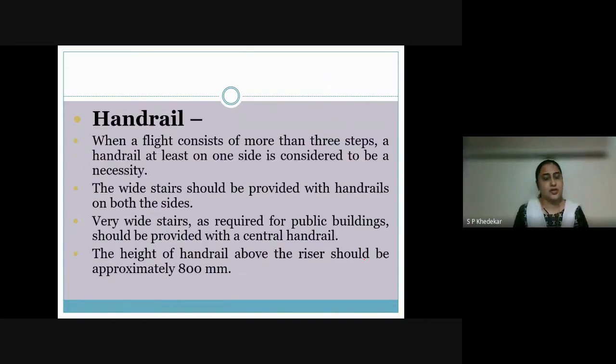Then as we talk about handrail, when a flight consists of more than 3 steps, we need a handrail on at least one side. Wide stairs should be provided with handrails on both sides. If the stairs are very, very wide, then I have to give handrails on both sides. If they are wider still, as required for public buildings, then we can give handrails at the central part. The height of the handrail above the riser should be approximately 800 mm.